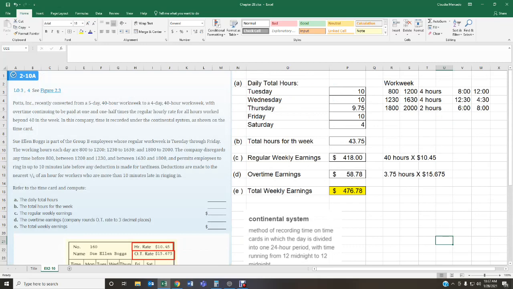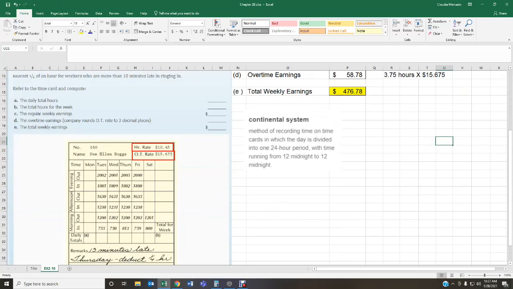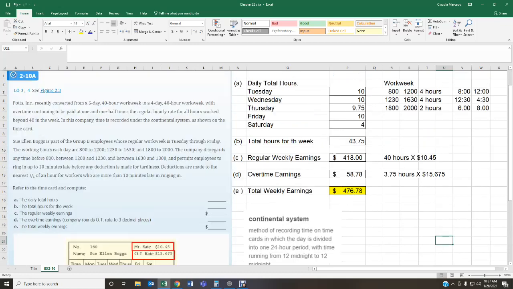I know some students have issues reading time cards. In this case, they're going from the morning all the way to the evening. Make sure that we read it carefully so we can understand. Instead of reading it across, we're having to read it up. So just pay attention to the format of the time card. And then once you have your total hours, you can easily calculate your regular pay and your overtime earnings. So that is it for exercise 210.